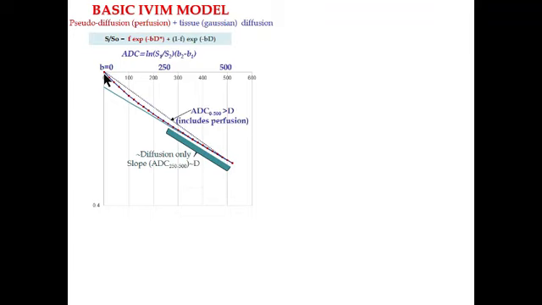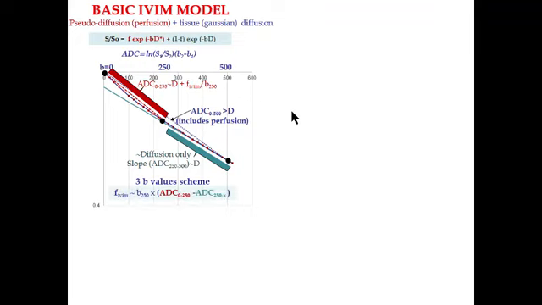Now, if we take 0 and let's say 500, you see that the slope is larger. So we get an ADC which is larger than D because it contains perfusion. If we measure the diffusion decay signal with the ADC between 0 and 250, we can show mathematically that the ADC is the sum of the diffusion coefficient and the IVIM fraction, the fraction of flowing blood, divided by the b value here at the frontier.